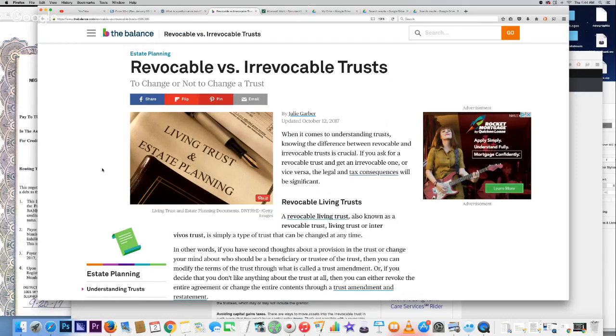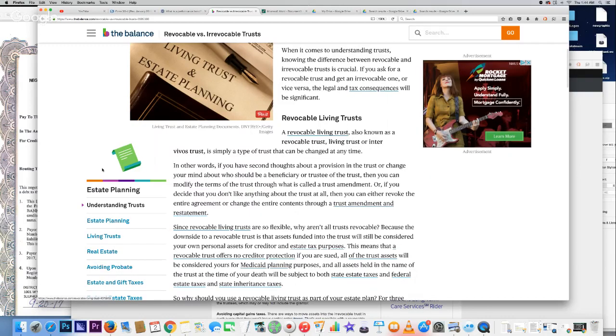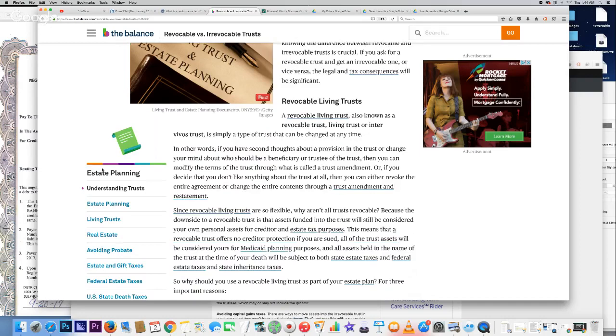In other words, if you have second thoughts about a provision in the trust or change your mind about who should be a beneficiary or trustee of the trust, then you can modify the terms of the trust through what is called a trust amendment, okay? Or if you decide that you don't like anything about the trust at all, then you can either revoke the entire agreement or change the entire contents through a trust amendment and reinstatement.